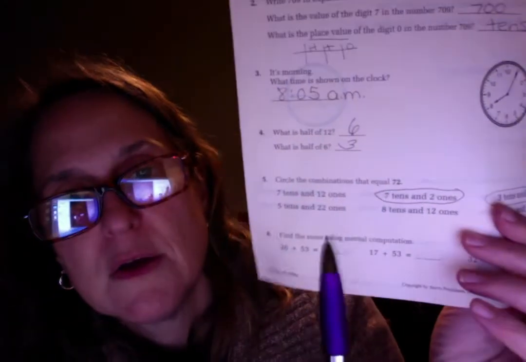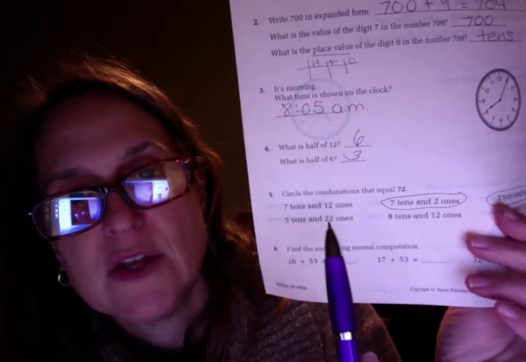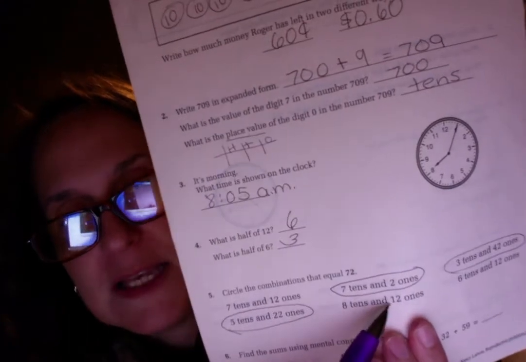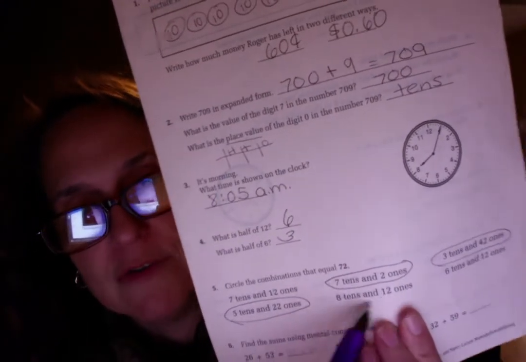5 10s and 22 ones. Well, we know 5 and 2 is 7. So that's 50 and 20 is 70 with the 2. 72. That's a winner. Winner, winner, chicken dinner. Okay, 8 10s and 12 ones. Oh my, no. 8 and 1 is 90, right? 92. That's way over. How about 6 10s and 12 ones? Well, 6 and 10 is 70. With the 2 is 72. So that's what you should have circled.